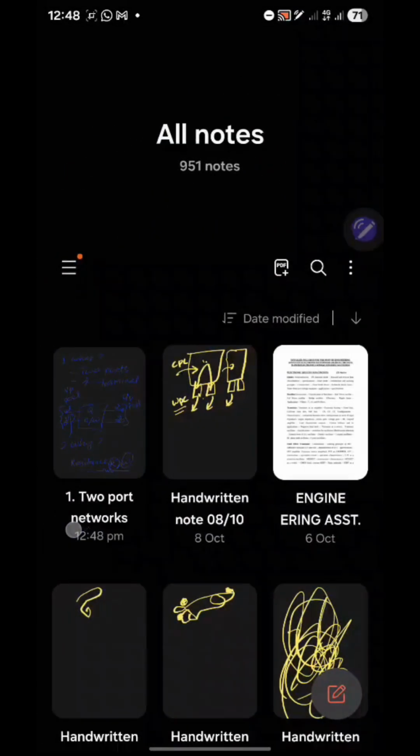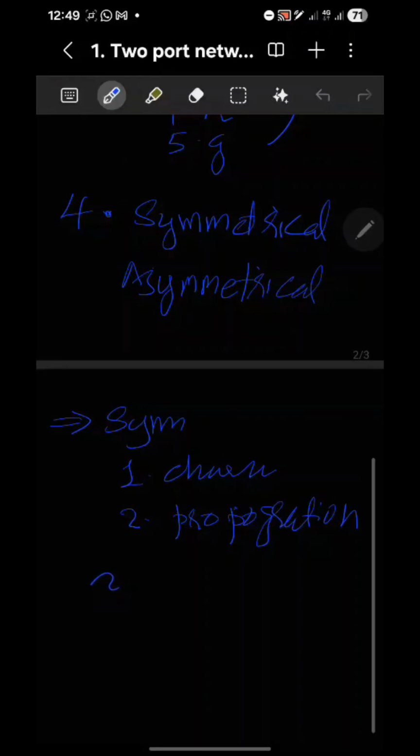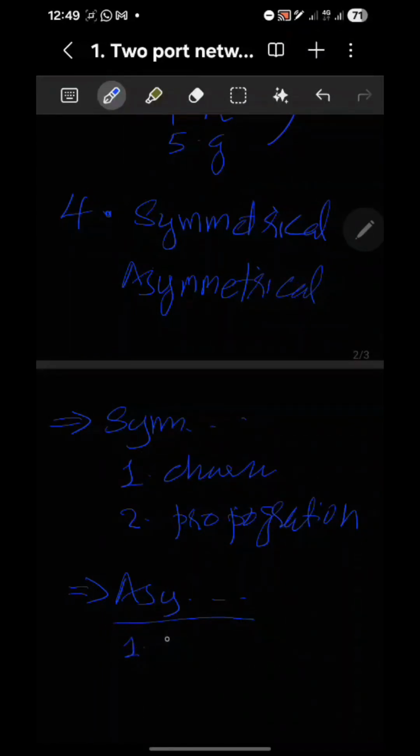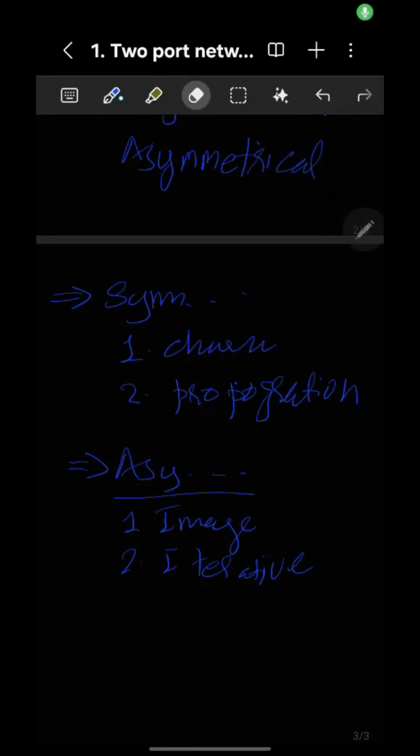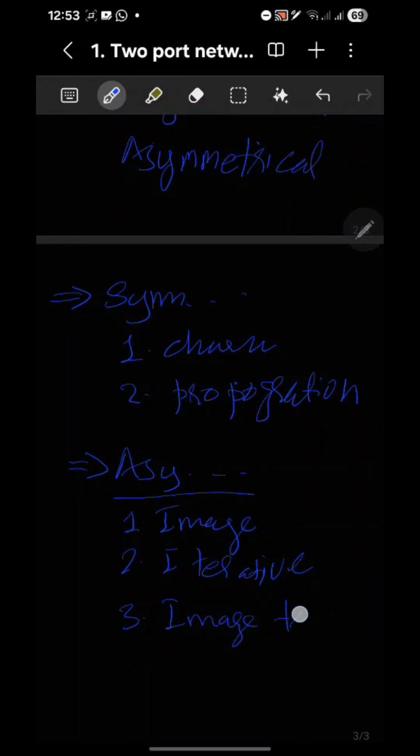Similarly, for an asymmetric network also, there are some properties to describe it. One is image impedance, the other one is iterative impedance, third one is image transfer constant. In this, we'll concentrate only on these two and these two.